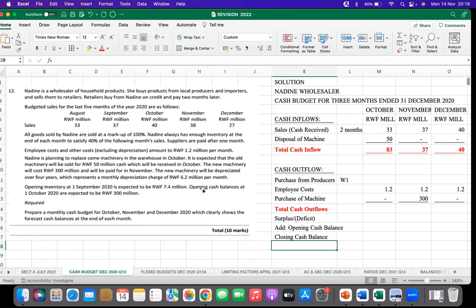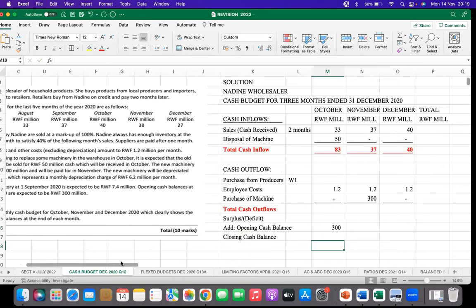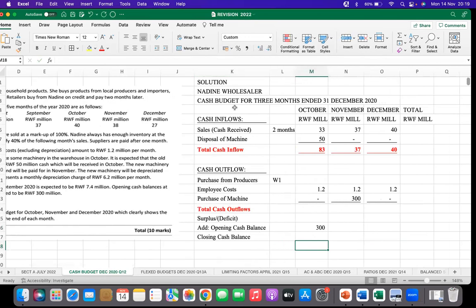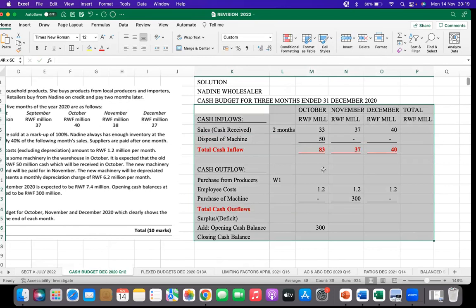So let's read the last sentence. Opening cash balance at 1st October is expected to be 300 million. I hope you have seen that. Now, we have everything we need in order to answer the question apart from working. So let's look at what we need. That is what we need to complete the question.